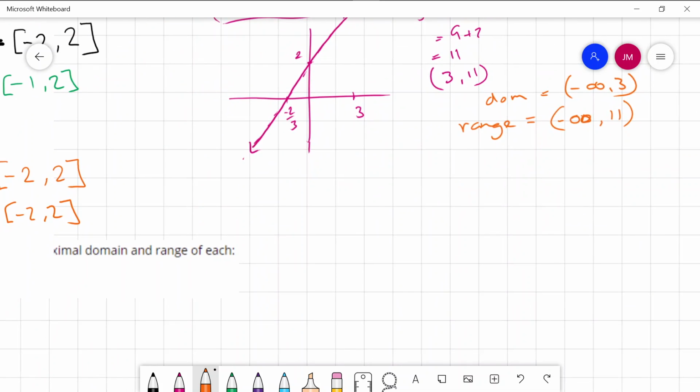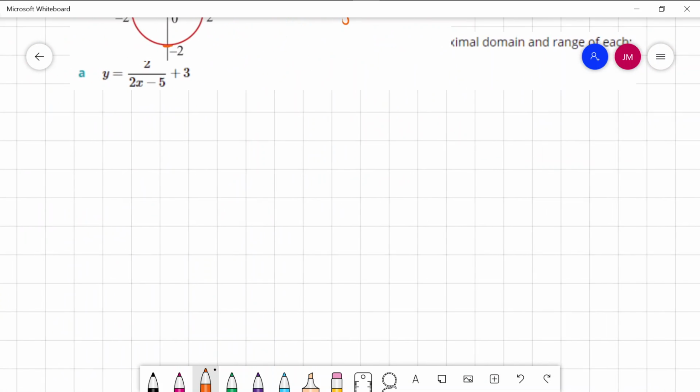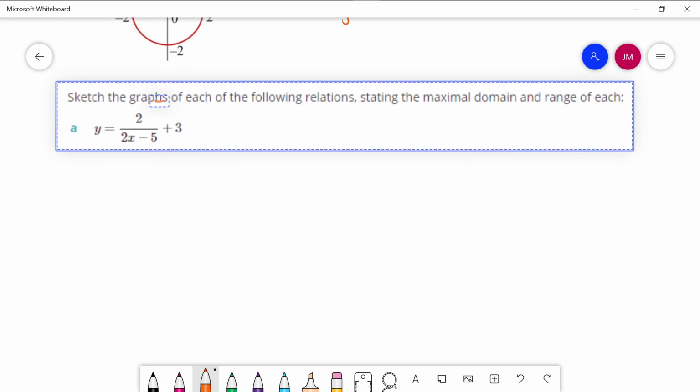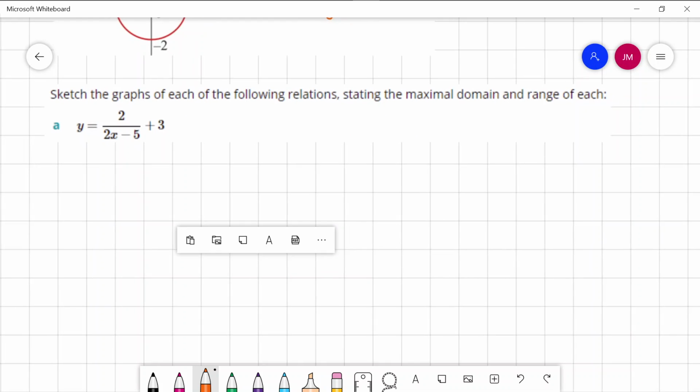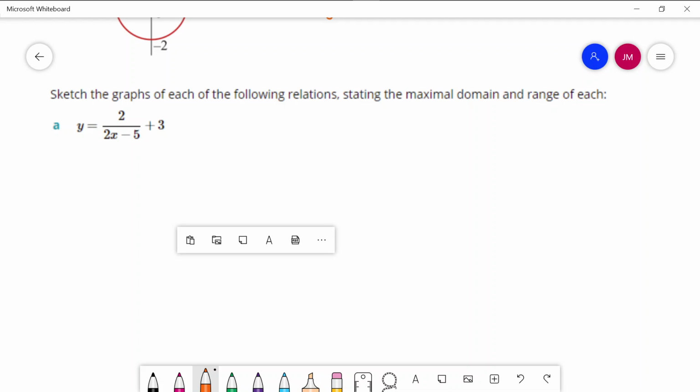One last example of a question you might come across is where they don't give you the domain. So you can see here, I've got: sketch the graph stating the maximal domain and the range. Here we've been given an equation and there's no domain written at the end. And these are similar to the graphs you would have sketched in the past when first learning about it.